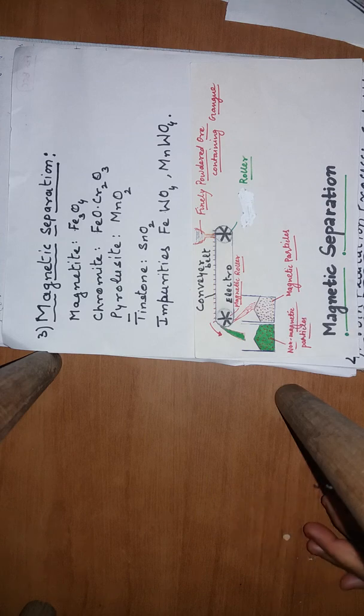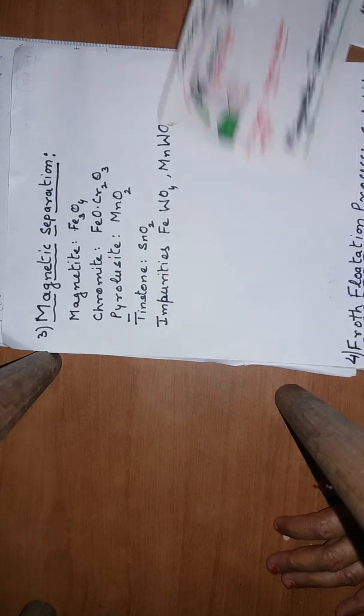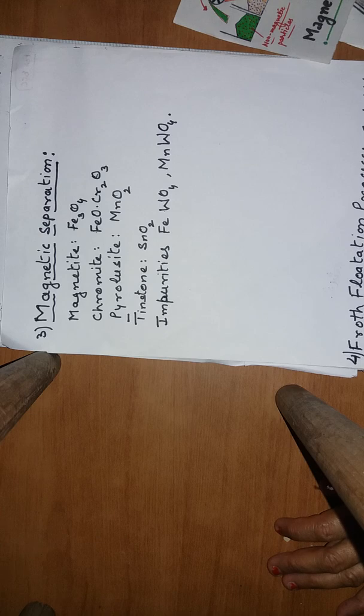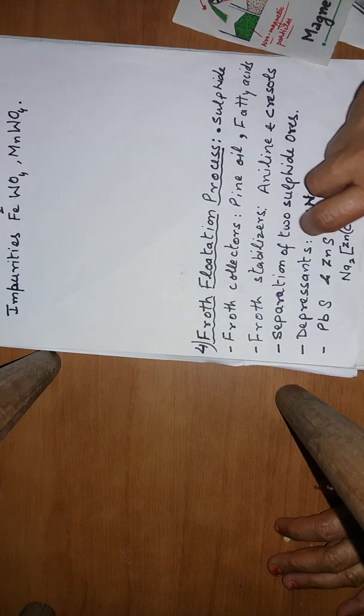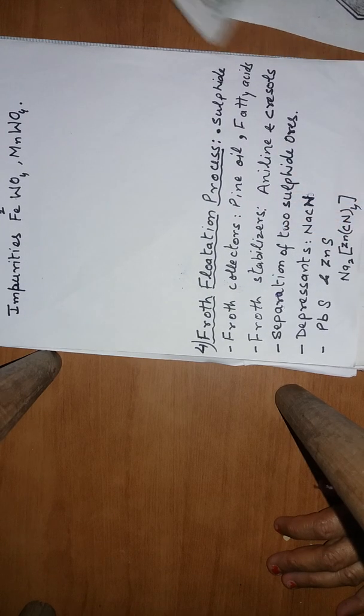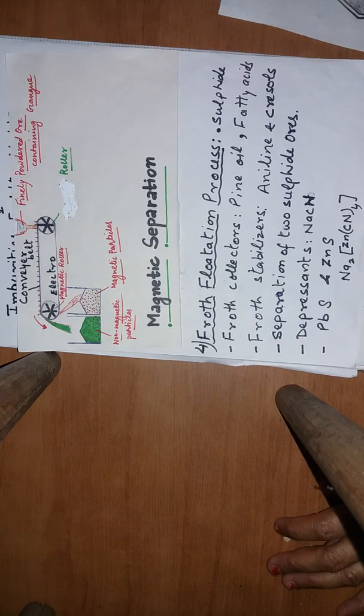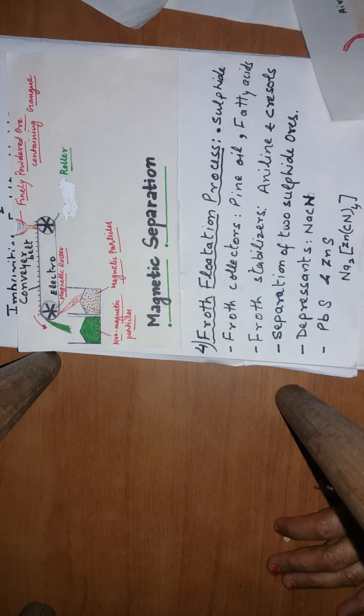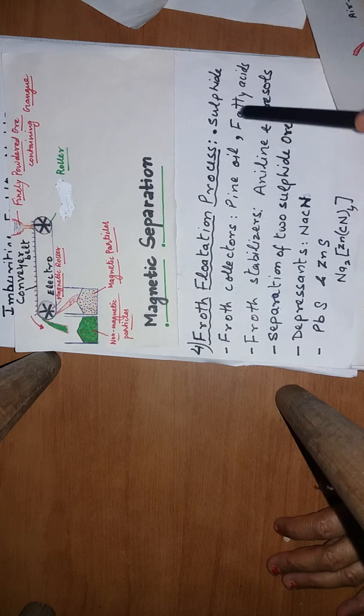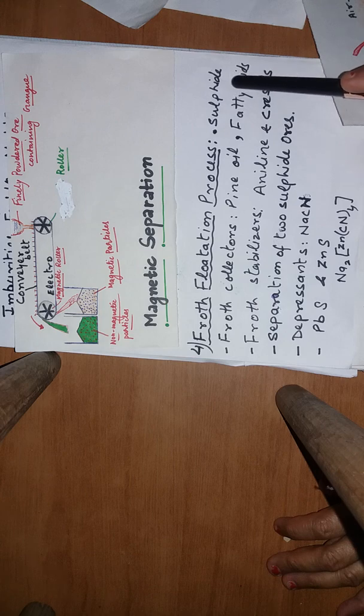The fourth method is the froth flotation process. Now, in the froth flotation process, what happens? Mostly this process of froth flotation is employed for sulfide ores.